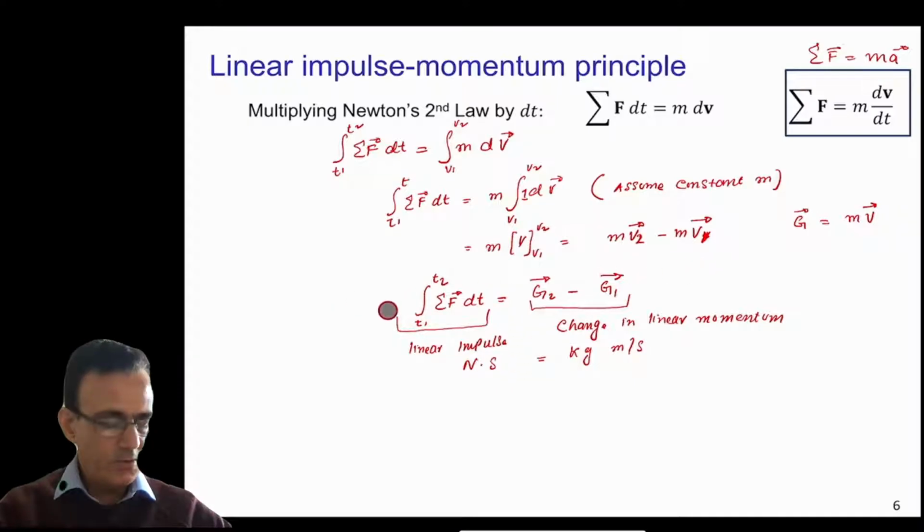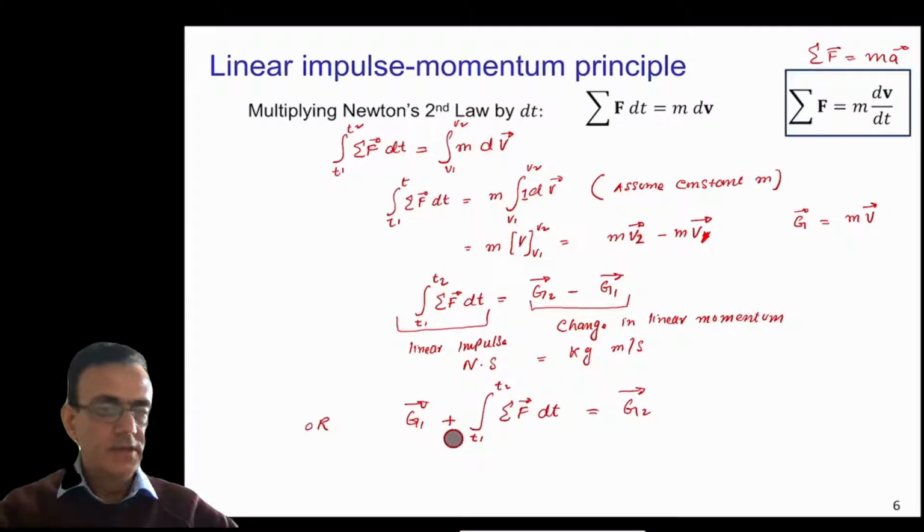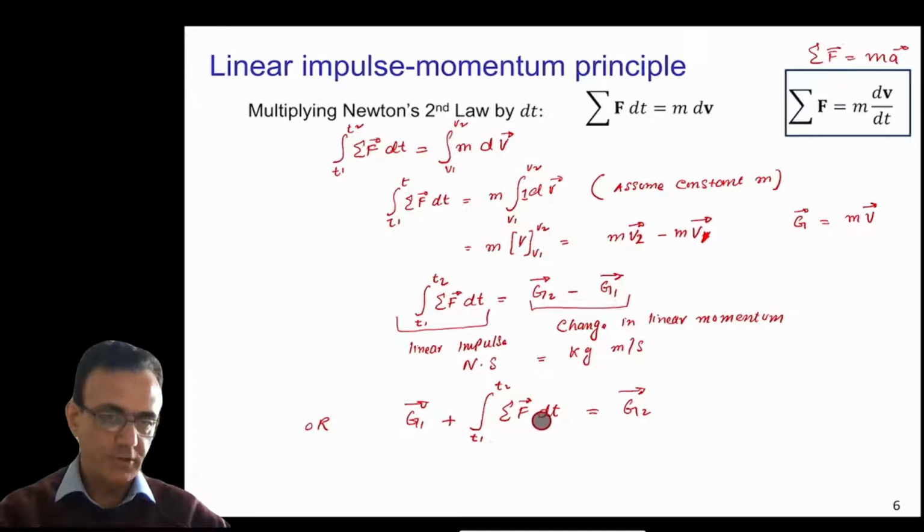So now we can also write this equation in a little bit different form. So we can say that g1 plus the integral from t1 to t2 of the summation of all the forces dt is equal to g2. This means that if you take a body with some initial linear momentum, and you apply forces on it, that should be equal to the final linear momentum of the body. So this means that the forces will change the momentum of the body.